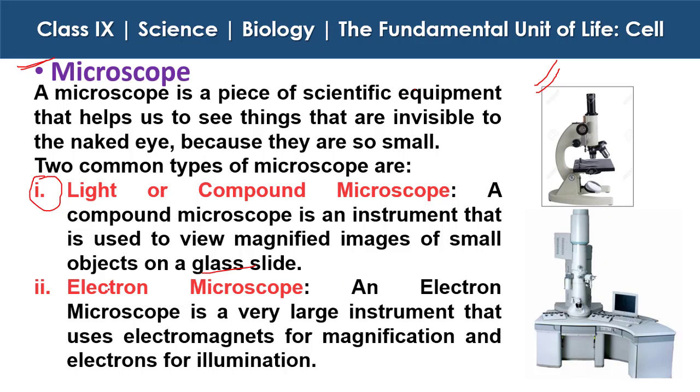Second is the electron microscope. An electron microscope is a very large instrument that uses electromagnets for magnification and electrons for illumination. We can observe ultrastructures under an electron microscope that are not visible to us clearly even with a compound microscope.